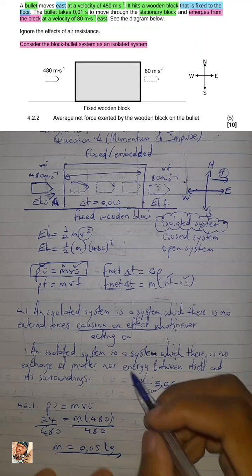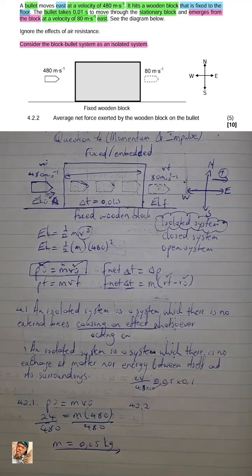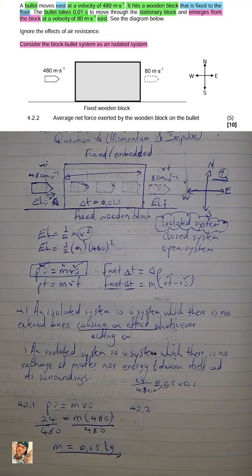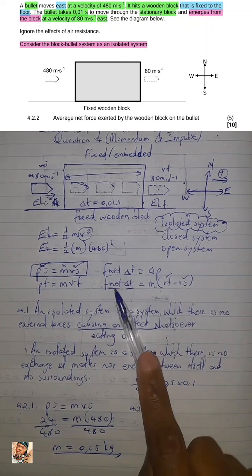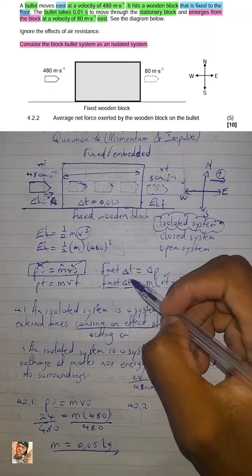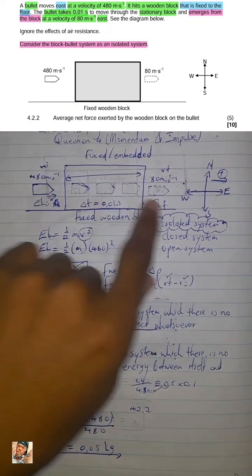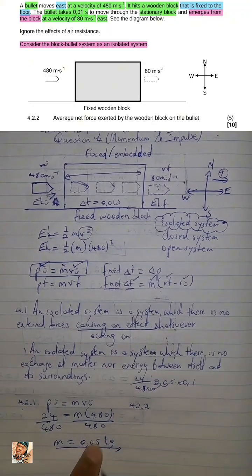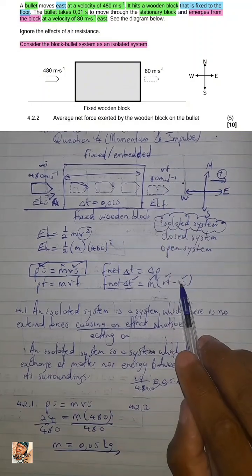Right, 4.2.2 is saying calculate the average net force exerted by the wooden block on the bullet. Simple, because we already had an idea of how to calculate the net force. We have pretty much everything. We have the time that the bullet spent in the wooden block, we have it as 0.01. We have the mass, because we calculated it. We have the final velocity, that is 80. We have the initial, that is 480.